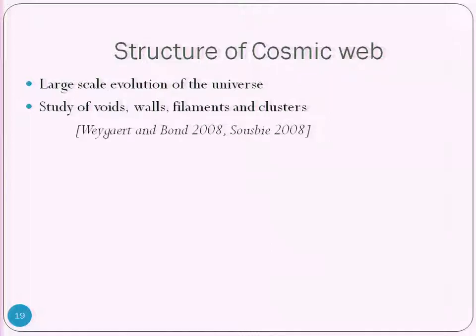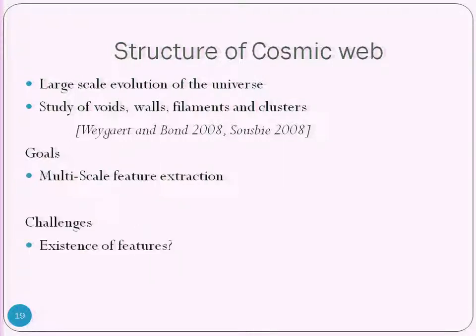This fits very well into the framework of Morse-Smale complexes in 3D, where we're looking at maxima, saddles, minima, and so on. The key goal is that we want to be able to extract features at multiple scales. What do I mean by that? One of the first problems is we don't even know whether we have features at a given time step. The second challenge is that we have features existing at multiple scales.